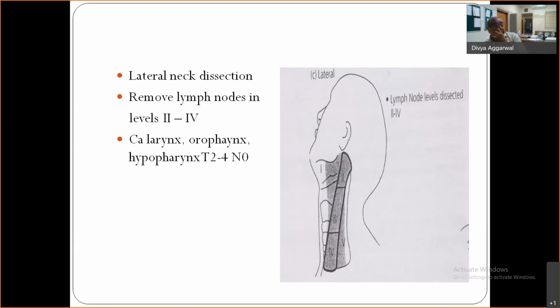Then comes the lateral. Lateral is one of the commonest selective neck dissections to be done. It removes the levels 2, 3, and 4, and it is generally indicated in CA larynx, oropharynx, and hypopharynx in a T2 to T4 where there is an N0 neck. As I said earlier, generally these selective neck dissections are done in the N0 neck.